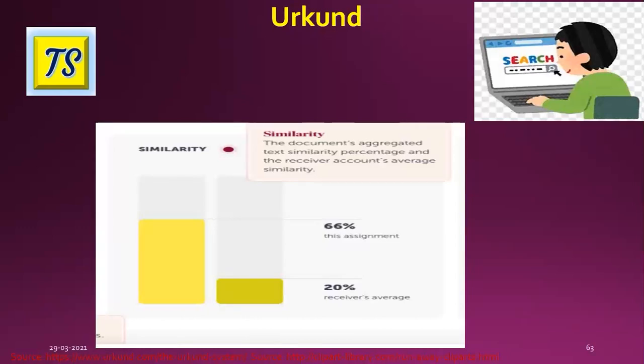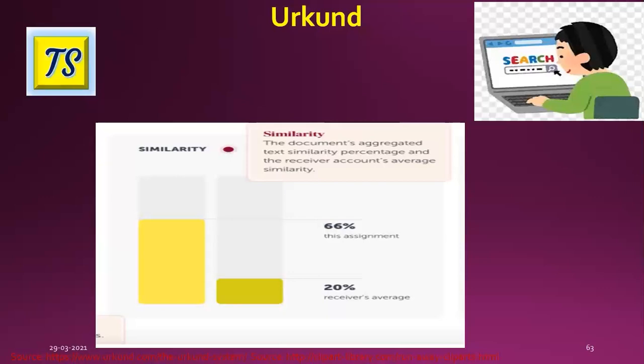The similarities are usually checked in two forms in Urkund. The first, 66, shows the particular assignment-related similarity. The 20 shows the overall similarity for the particular user. I told you, in Western universities, the students need to submit their assignments. So it automatically creates an account for the student. Whenever they submit documents, everything will be stored under the student ID. So for a particular document, how much similarity he received, and what the overall similarities he traced during the graduation period.